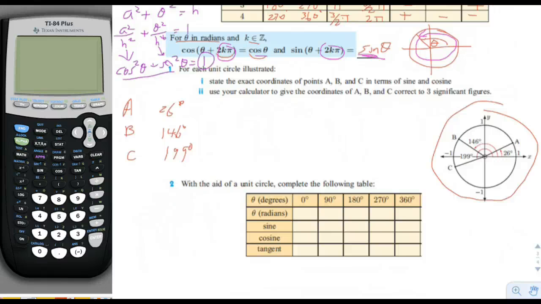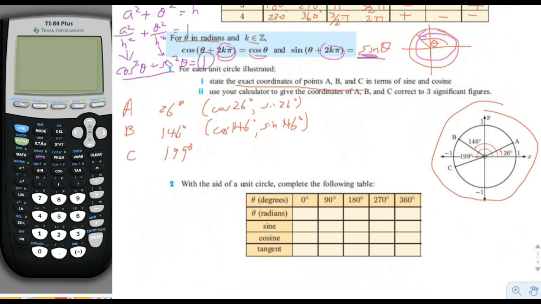Okay. First it says state the exact coordinates of the points in terms of sine and cosine. You just write it as cosine 26 degrees, and then sine 26 degrees. This would be cosine 146 degrees, and sine 146 degrees.